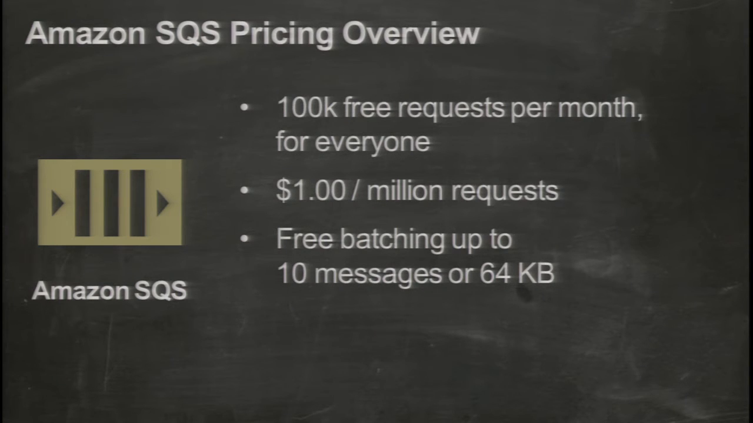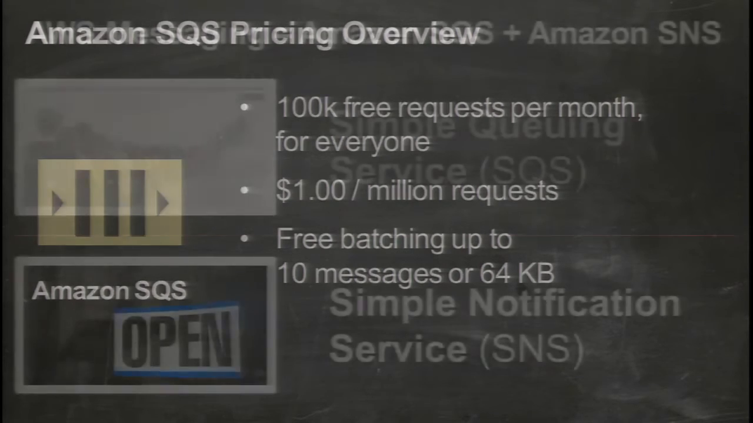We talked about the 3 major types of requests that SQS supports: send, receive, and delete. Every month, the first 100,000 are free. After that, we charge $1 for every million requests. And we treat batches of up to 10 messages with the same price as we charge for one message. So actually, you can send 10 million messages for the price of 1 million messages if you use batching the right way. So that's SQS.